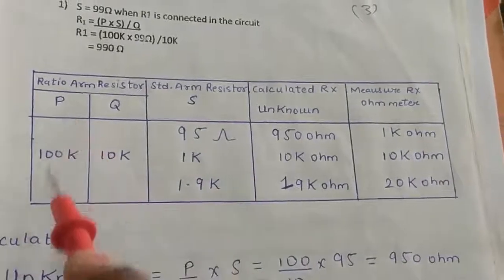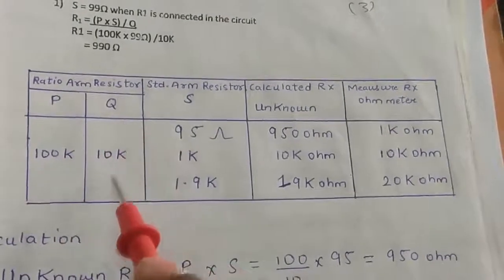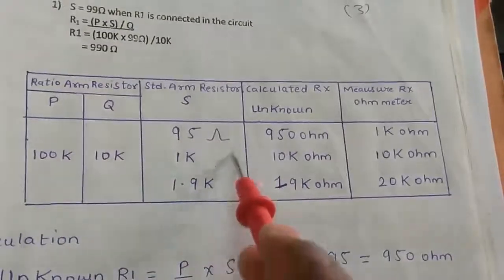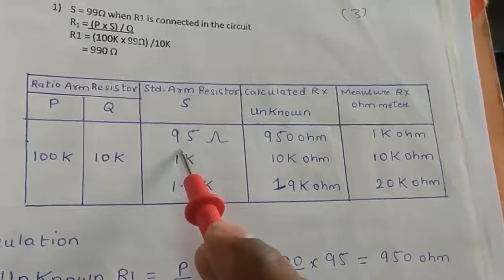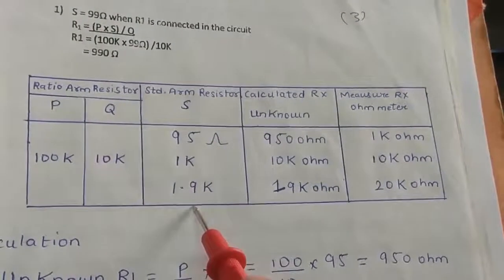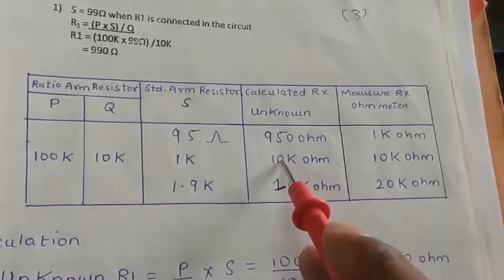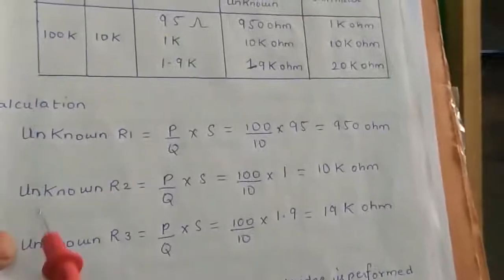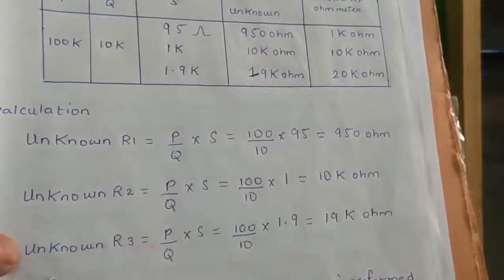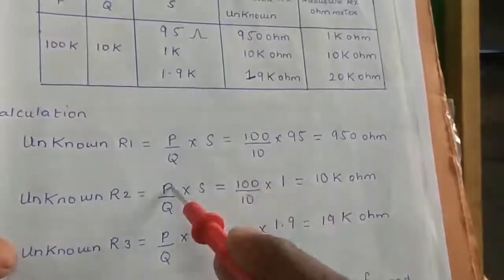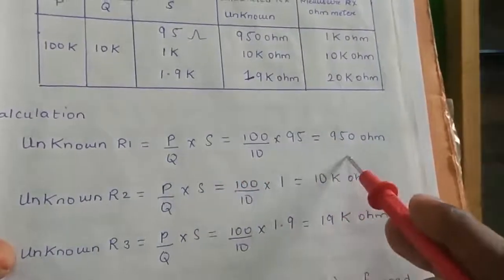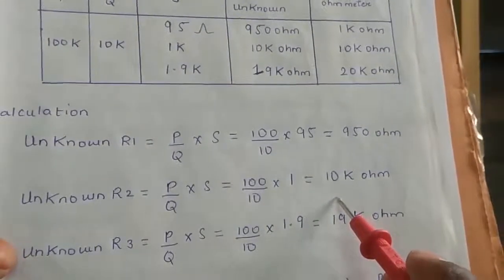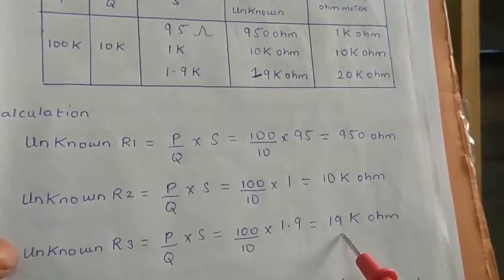Resistance P is 100K, Q is 10K, and the standard resistance S, the variable resistance, for the three unknown resistors we get 95 ohms, 1K and 1.9K. And the calculated value by the formula P by Q multiplied by S: for R1 we get 950 ohms, R2 10K ohms, and for R3 19K ohms.